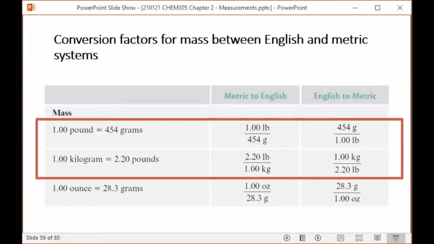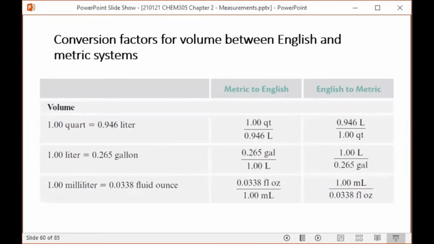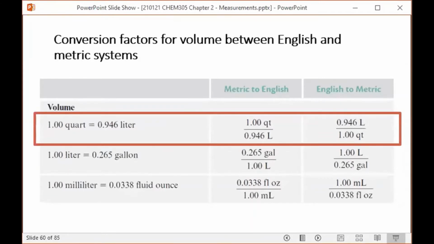For mass, between pounds and grams or pounds and kilograms, these are the two we'll be using. 1 pound equals 454 grams. 1 kilogram equals 2.20 pounds. And then for volume, between quarts and liters, 1 quart equals 0.946 liters. And so again, anytime you're using these conversions between metric to English or English to metric, you'll need to pay attention to sig figs, except when it's between inches and centimeters. That one will be exact.